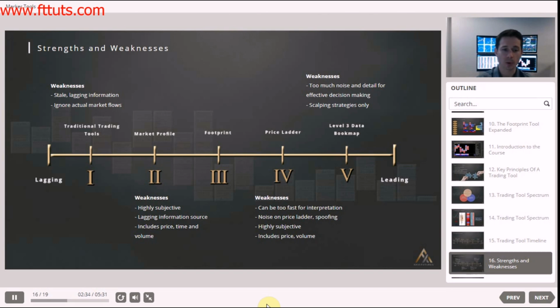Also, the market profile includes only price, time, and volume. It doesn't include the interaction or the order flow within each price. Now, we're going to leave the footprint out at this stage, and we're going to talk about that on the next slide.